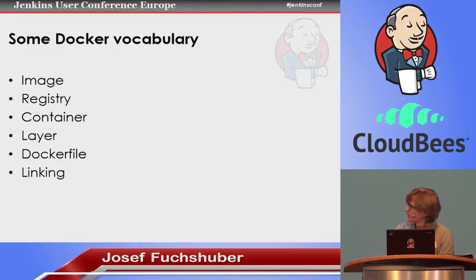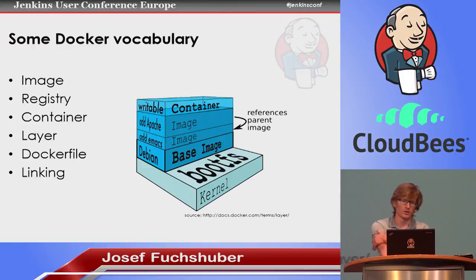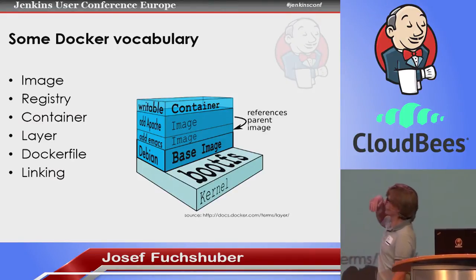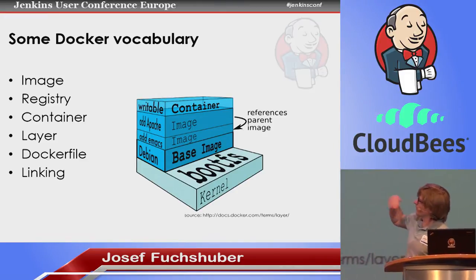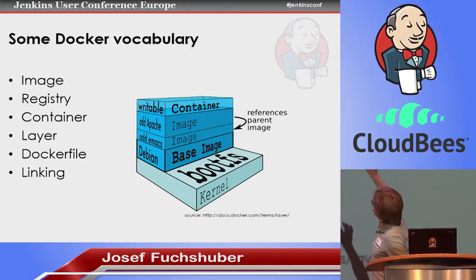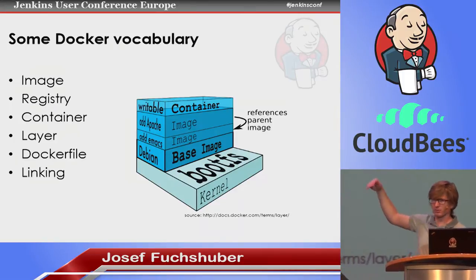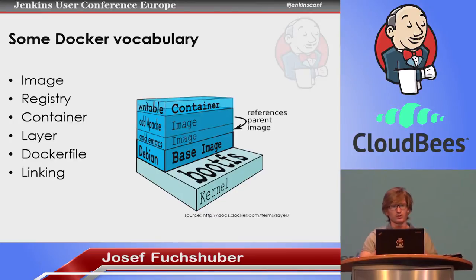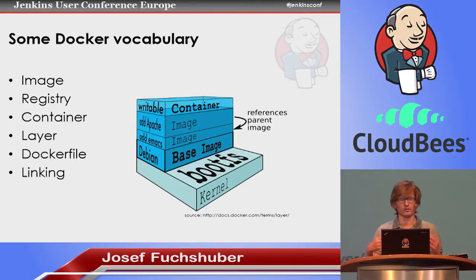An important term is layer. All containers have multiple layers. There are read-only layers: the kernel, Debian, and some application layers with Apache. The read-only layers from top to bottom refer to parent images, and with every instruction, every installer you start, you put one more piece on top. The state of a container is on top: the writable layer, the last layer.